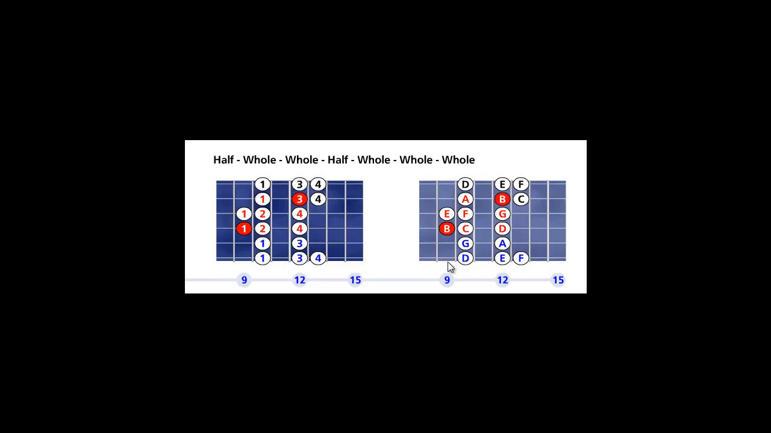On the right fretboard, the tonics, the roots, are on the 4th string, 9th fret. Walk up the steps according to the Locrian mode 7 formula. B to C is a half, C to D is a whole, D to E is a whole, E to F is a half, F to G is a whole, G to A is a whole, A to B is a whole.